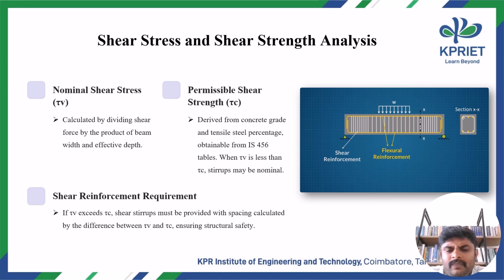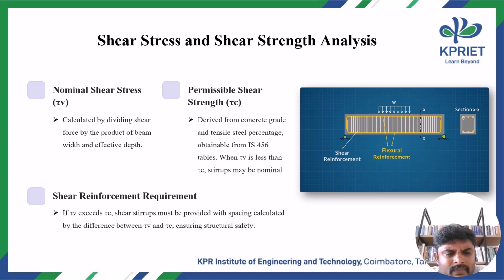And then the last step, once the design is over, we are checking the shear. There are two types of stresses. One is nominal stress, tau V is equal to V by bd, and the other is permissible stress, tau C. Permissible means the allowable limit available in the IS code. Nominal shear stress, we know that stress equals load by area, so shear force divided by area.